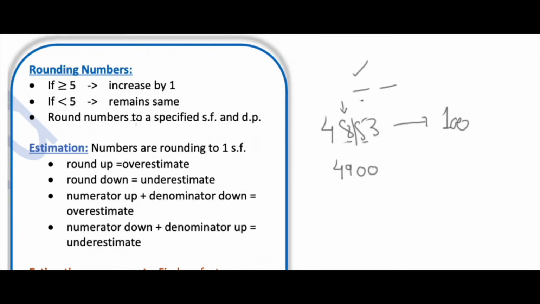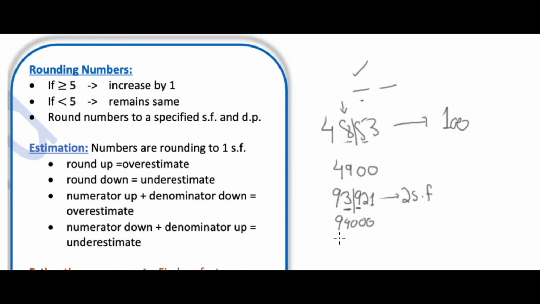You can also use rounding numbers to a specified significant figure and decimal places. So let's take one example. We need to round this number 93921 to 2 significant figures. So let's find the second significant figure. This is the first and this is the second. So this is the digit which you need to round, draw a vertical line, and this is the next digit. This is greater than 5, so you will increase the previous digit by 1. So 94000.